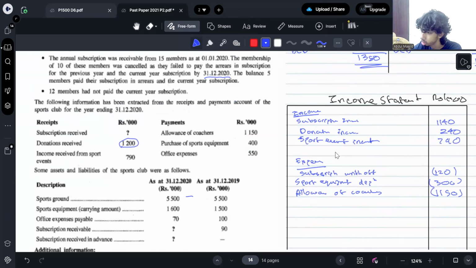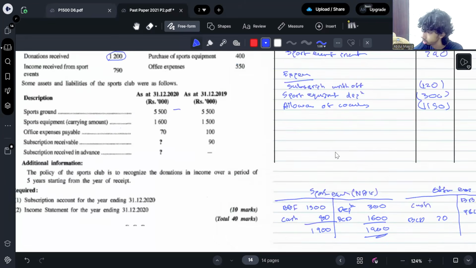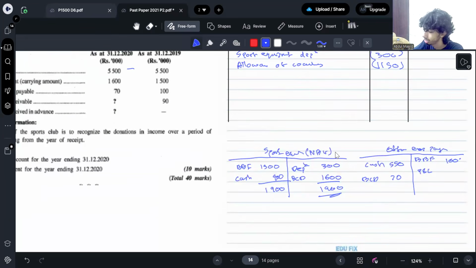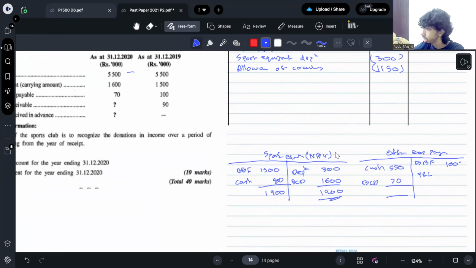The following information has been extracted. Office expense paid in cash 550. And when you balance off, you can find the figure: 550 plus 70, that is 620. 620 minus 100, 520 is the amount for the year. So office expense for the year 520.